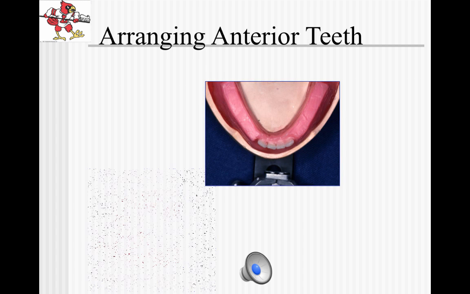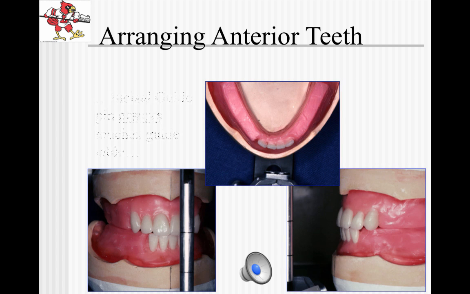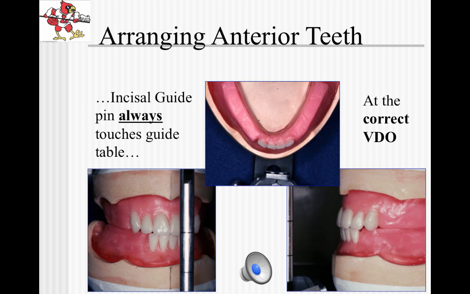Remember that the incisal guide pin always has to stay in touch with the guide table. The incisors should follow the arch form of the wax. The teeth should be set with a 1 millimeter overjet and preferably a 1 millimeter overbite. Your pin cannot come up off the table, though, when you go into protrusive.